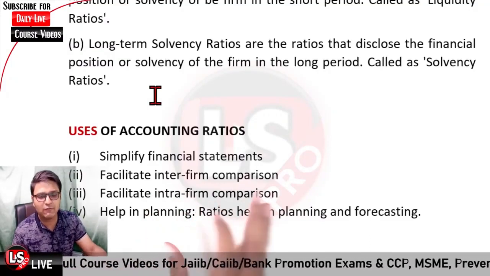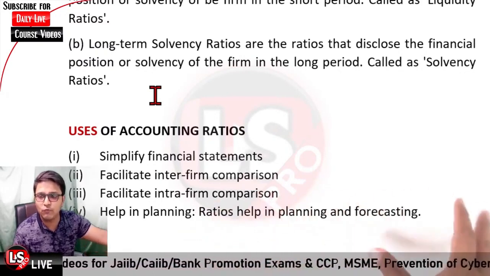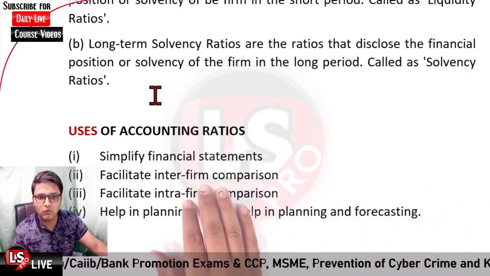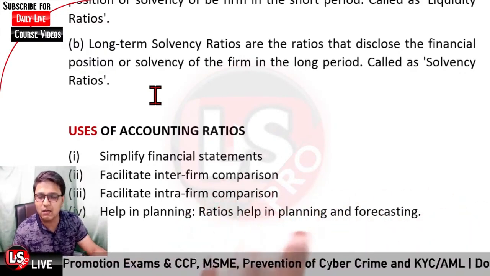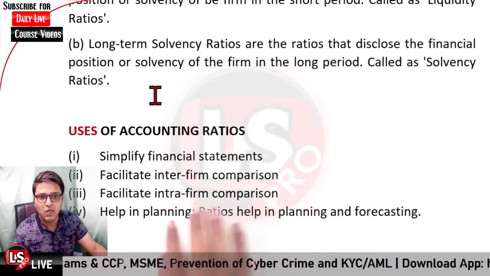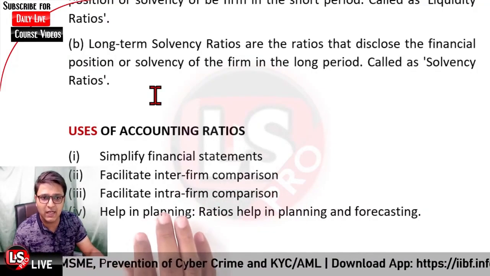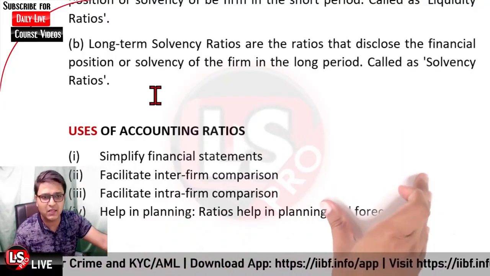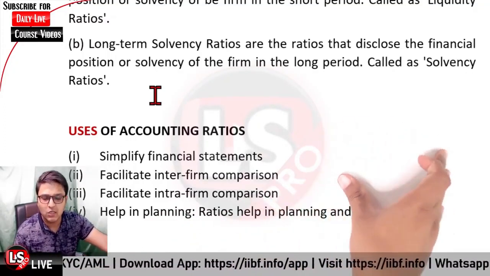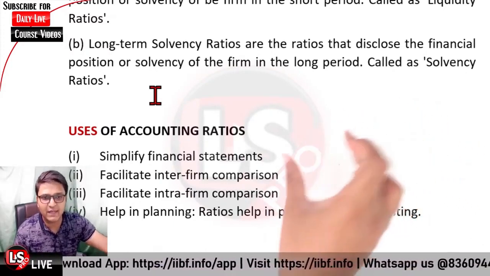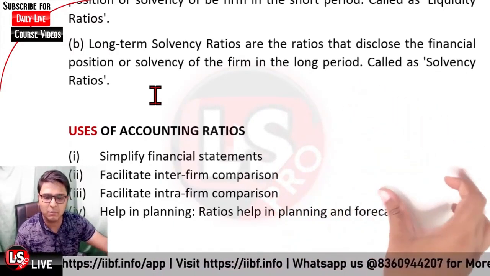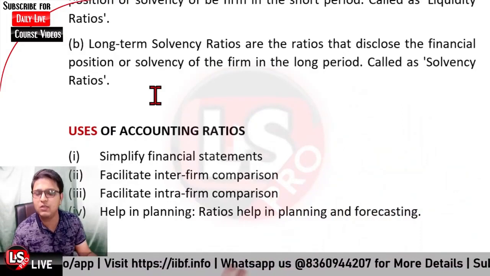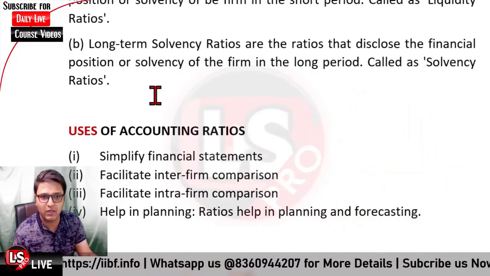Inter-firm comparison means if I want to compare two different firms, that would be inter-firm comparison. I can compare two different firms. And further, it helps to facilitate intra-firm comparison. Now what is intra-firm comparison? It could be a case that there is a group of companies. The same group has XYZ company, the same group has ABC company, and if I want to compare both, I can do so with the help of accounting ratios.